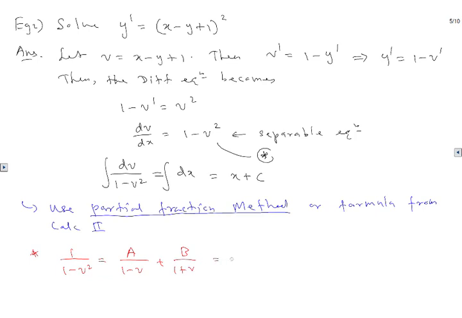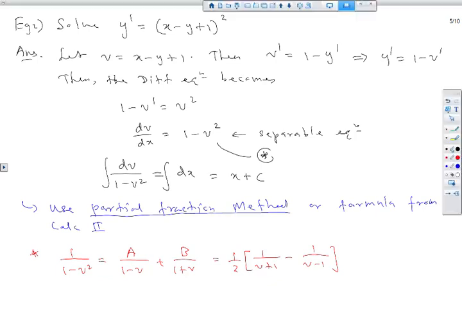If you find a and b, you're going to get 1/2. One is 1/2, one is negative 1/2. You simply end up getting 1 over v plus 1 minus 1 over v minus 1, and these are very easy to integrate. That's why you get the natural log once you integrate this. That's exactly what happened here, but you have the formula right now, so you can directly use the formula. So let's finish the rest of the problem.